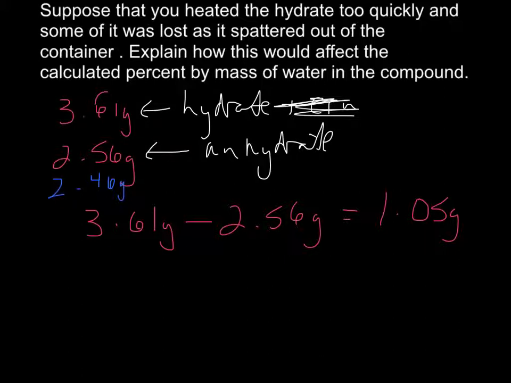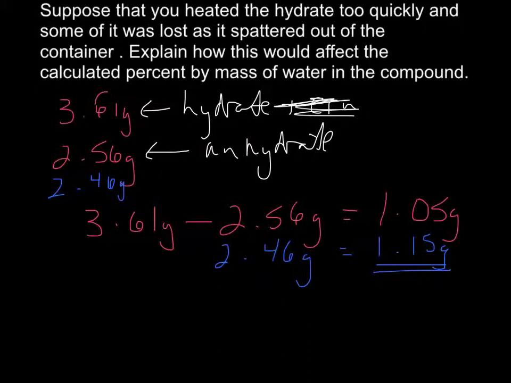So what ends up happening is when I do this math now, I do 2.46 grams, and what does that do to my mass of water? Well, it fools me into thinking that I actually lost a greater mass of water. So by not being careful and losing copper sulfate, it actually compensates in our math, and we think that we lost more water, when in reality we're losing amounts of our anhydrate.